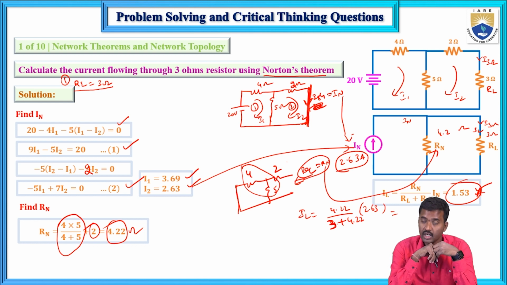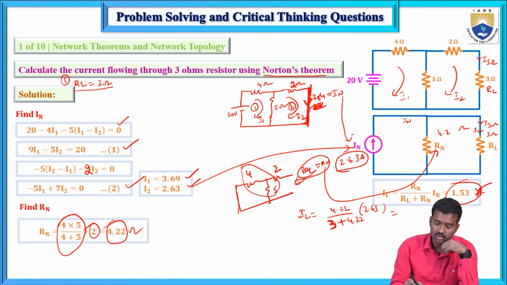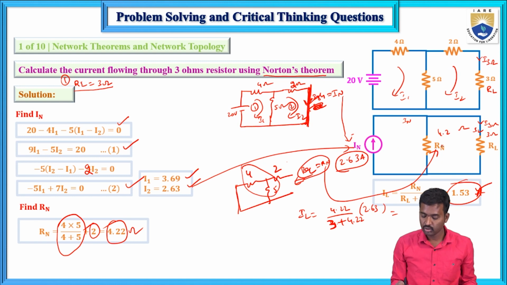So to calculate the IN, remove the load resistance from the given circuit, short the load terminal and calculate the short circuit current. That short circuit current is known as Norton's current, IN. And second, to determine RN: remove the load resistance from the given circuit, replace the voltage source by a short circuit. If any current source is there, open circuit that current source and calculate that R equivalent. That R equivalent is known as Norton's resistance RN.